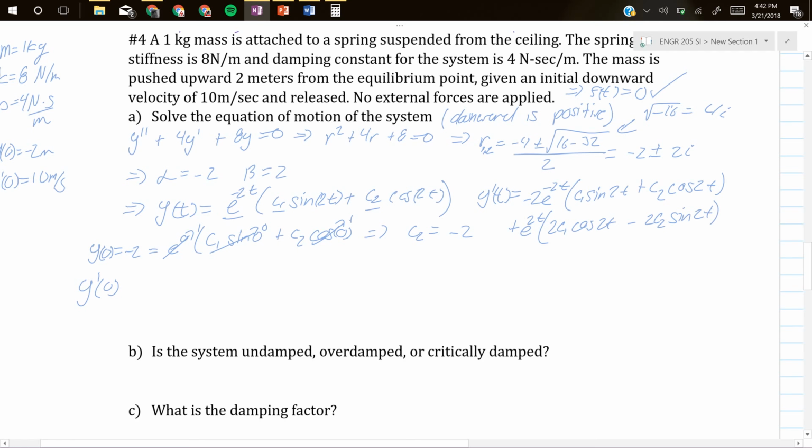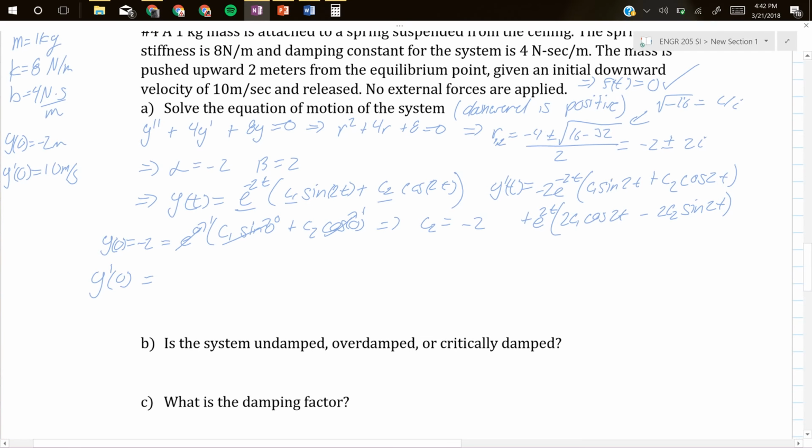Then we can put 0 in for that term. Since we said y prime of 0 equals 10, we substitute 0 into y prime, which is going to be negative 2 e to the 0, which goes to 1, times c1 sine of 0, which goes to 0, plus c2 cosine of 0, which goes to 1, and then plus e to the 0, which goes to 1, times 2c1 cosine of 0, which goes to 1, minus 2c2 sine of 0, which goes to 0.